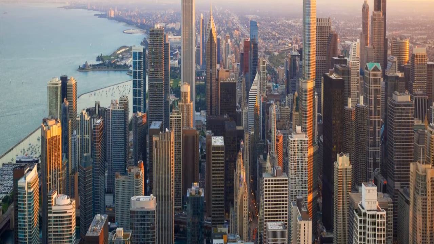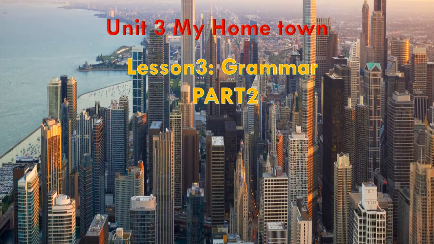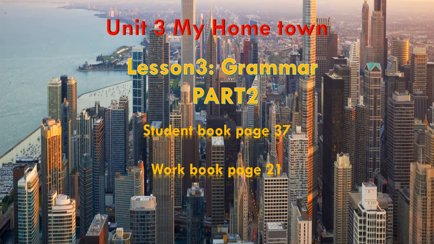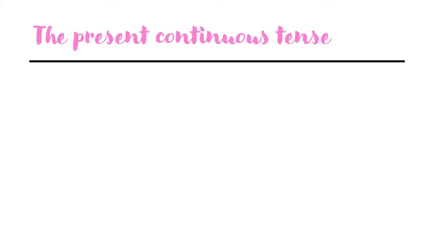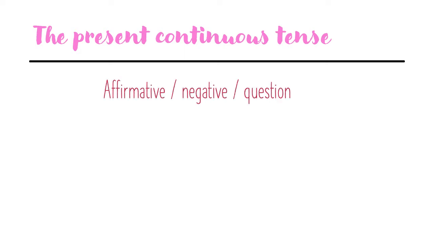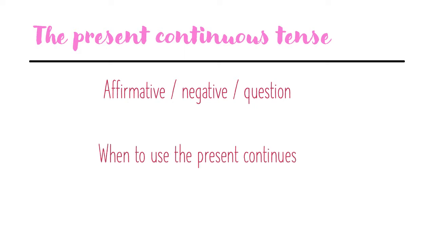In today's video we are going to cover Unit 3, Lesson 3, the grammar part, the second part in our grammar. Okay, so in your student book it will be page 37 and in your workbook it will be page 21. Our grammar rule today is the present continuous tense. So you have to learn how to form affirmative sentences, negative sentences, and how to form questions using the present continuous tense. Also, you have to know when to use the present continuous.